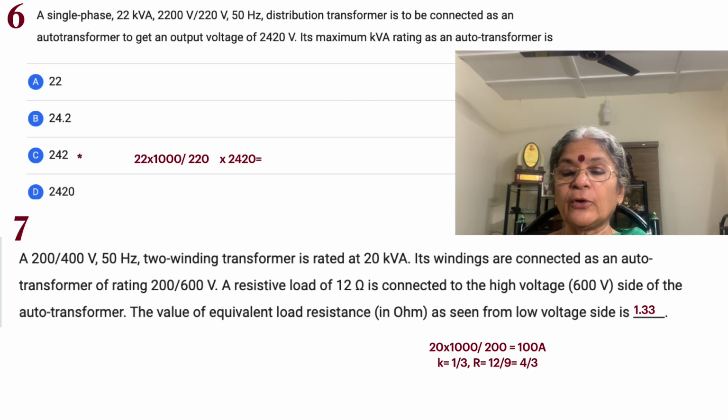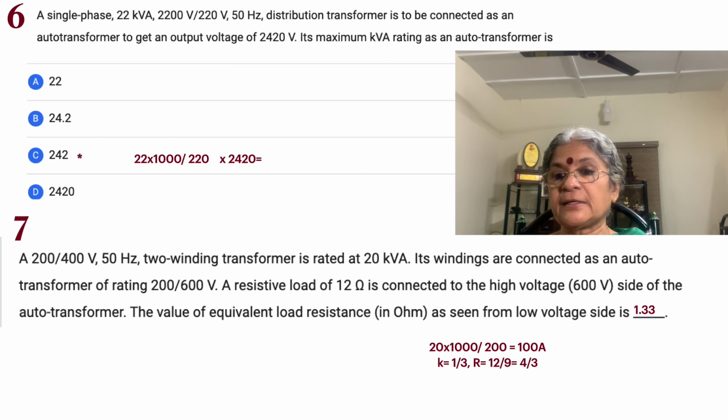A resistive load of 12 ohms is connected to the high voltage 600 volt side of the auto transformer. The value of equivalent load resistance as seen from the low voltage side is what? So now we need to find out K. Before that let's try to find out the current. So we have 20 kVA multiplied by 1000, divided by 200, telling us 100 amps. Now we need to find out K. So what is K?